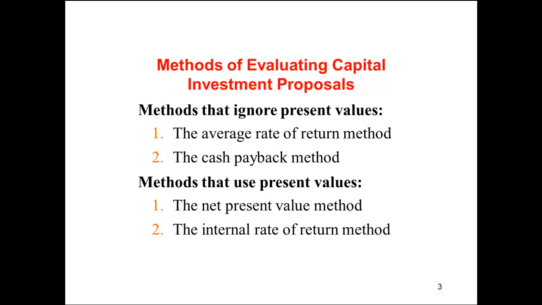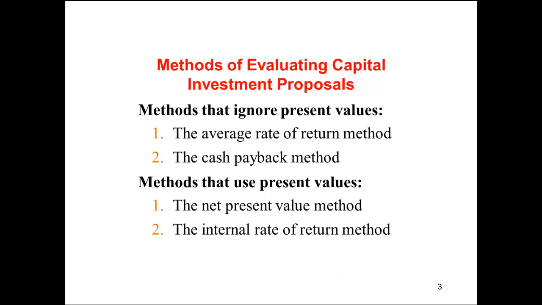Now let's talk about 4 methods here that can be used to evaluate capital investment proposals. The first 2 are listed under this heading that says that they are methods that ignore present values. We'll talk about what present values are in a little bit, but basically it's the time value of money. So would you rather have $1 today or $1 a year from now? Well, the answer should be you'd rather have the dollar today because you could invest that dollar and make interest on it, or invest it in stocks or mutual funds or something that's going to let the money work for us. So we would rather have the money right now instead of later. Okay, so that's the time value of money.